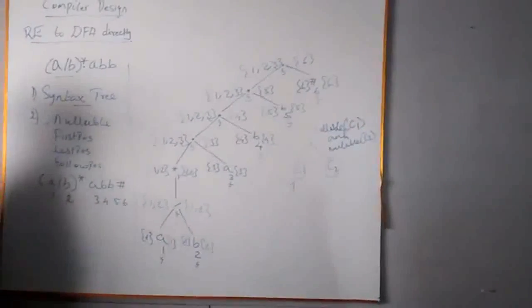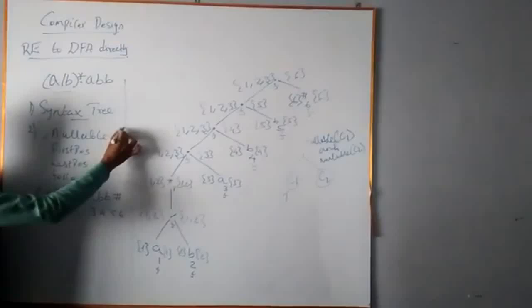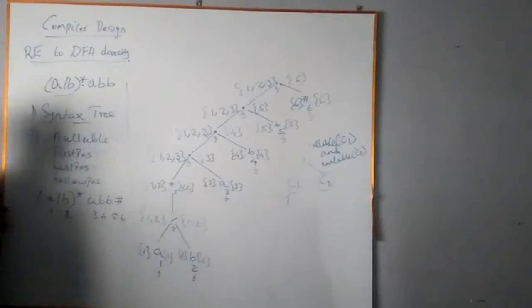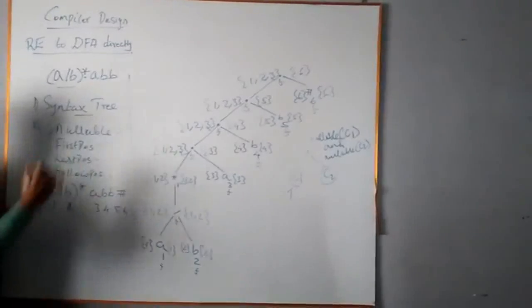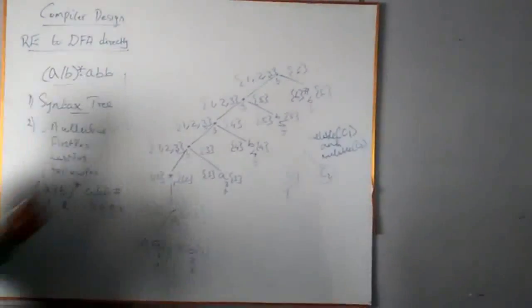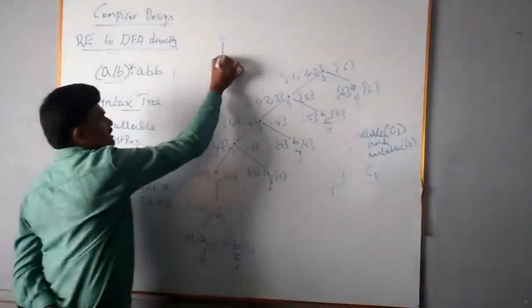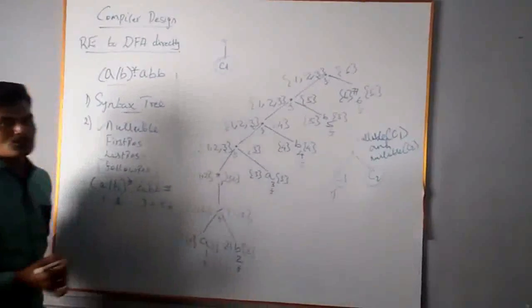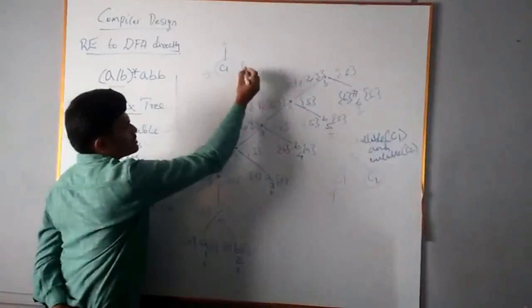So now we have constructed the syntax tree based on nullable, first position and last position. And then the next step is that we have to find the follow position. For finding the follow position, we have two rules. One, for a star operator. A star will have only one node, that is we'll say it as C1. So this C1 will have first position here and last position here.